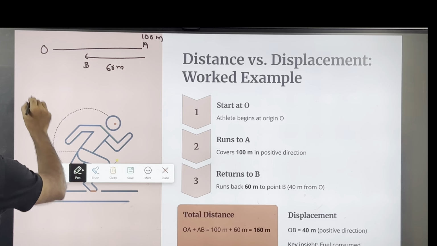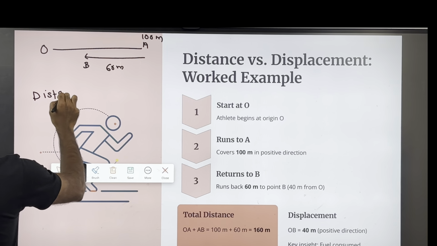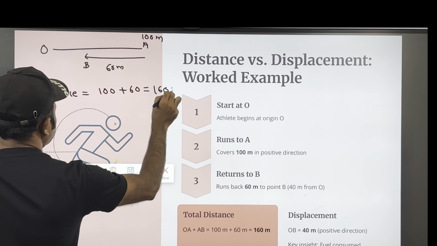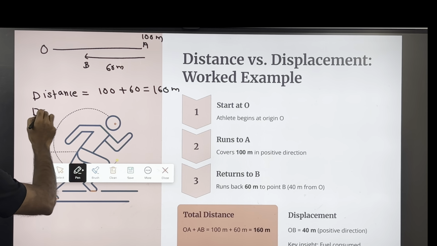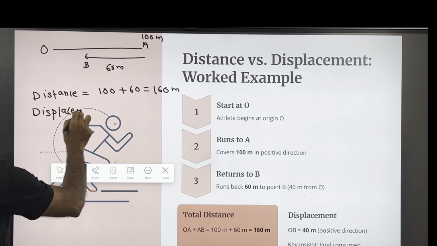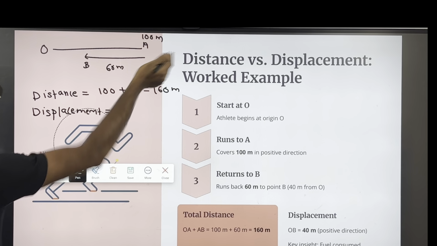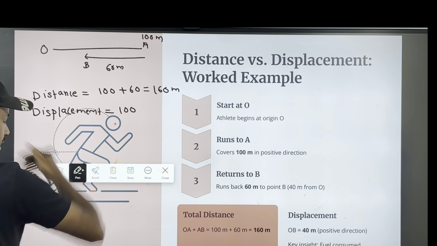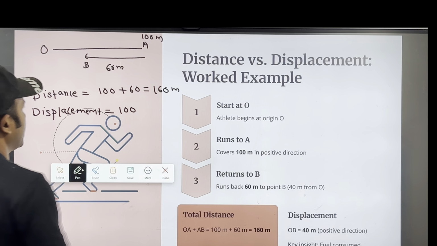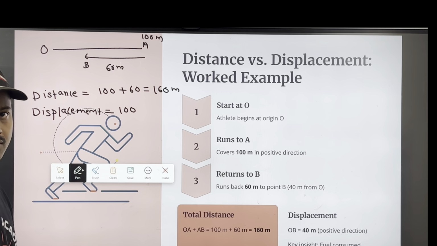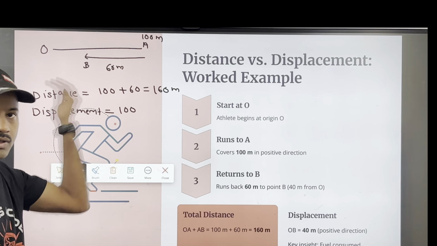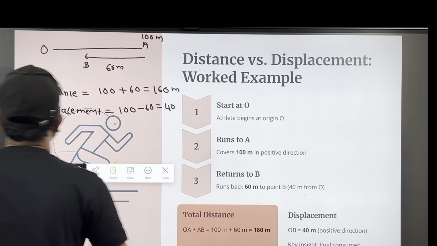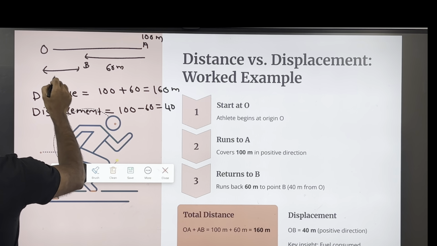Can you tell? The distance in this case is 100 plus 60, which is equal to 160 meter. But displacement is, while object is moving towards right side direction, you have to consider here plus 100. If object is returned back in left side direction, so object direction is changing, it is coming towards left side. That means you have to take here minus 60. 100 minus 60 is 40 meter. So this is the gap between the O to B, 40 meter.